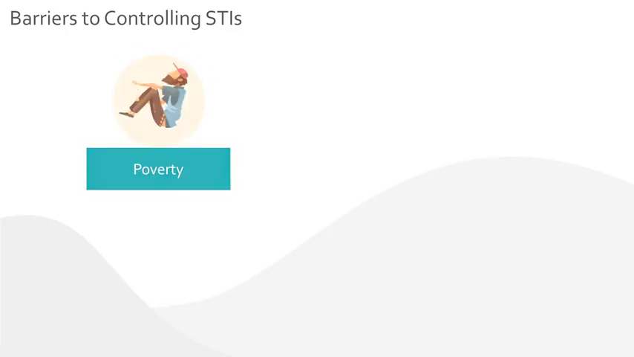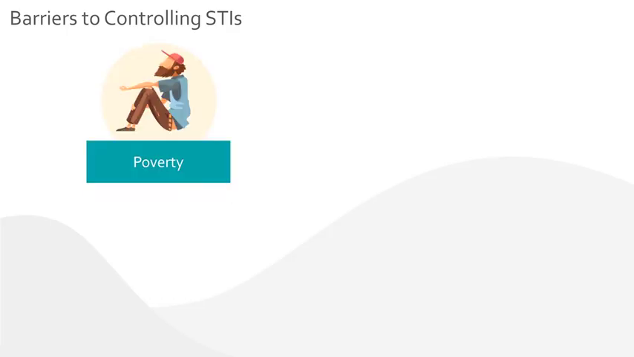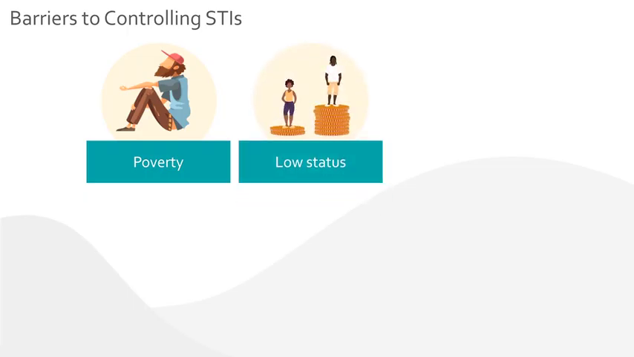First, poverty and labor migration separate families and lead to risky sexual behavior. Low status of women limits economic options and also leads to risky sexual behavior. For example, women may exchange sex for money or other forms of support. Low status also means little control over decisions and less ability to negotiate with partners.